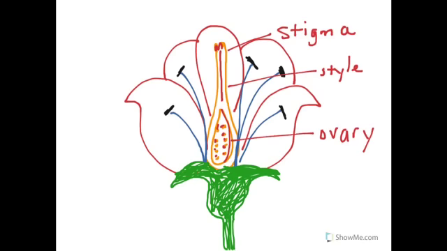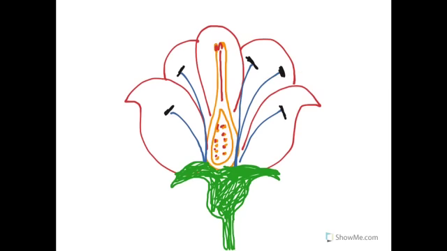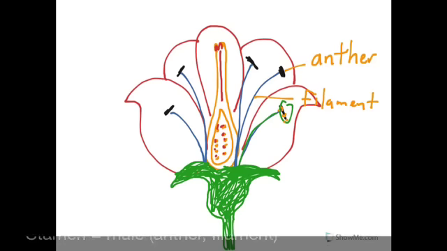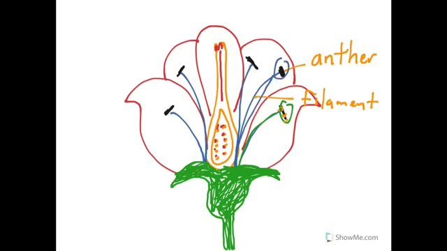So again, these parts are the stigma, the style, the long neck, and the ovary down here where the ovules are kept. And all these parts together are called the pistil, or the female parts of the flower. Now the male parts we call the stamen, and that is the anther and the filament. Now the filament is the stalk that the anther rests on, and the anther will have the pollen grains on the ends. So again, we have our anther and our filament down here, and these are the male parts of the flower, or the stamen.